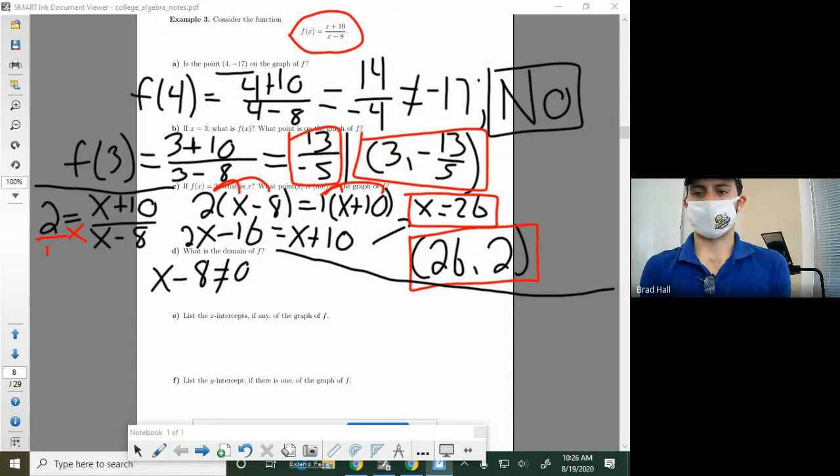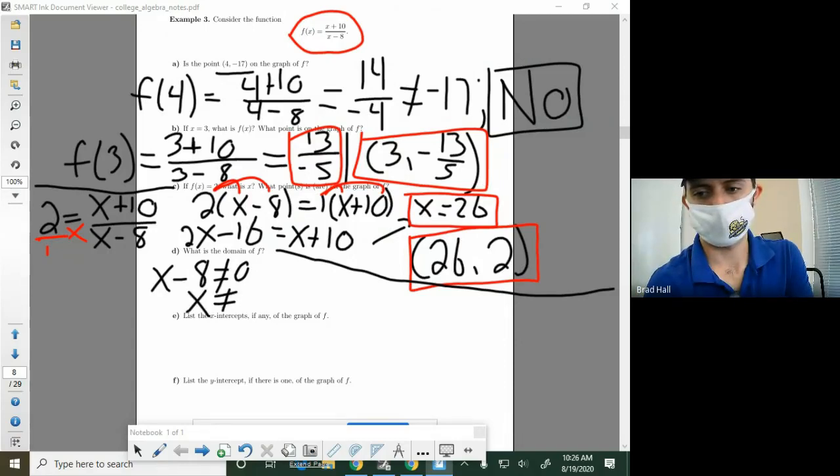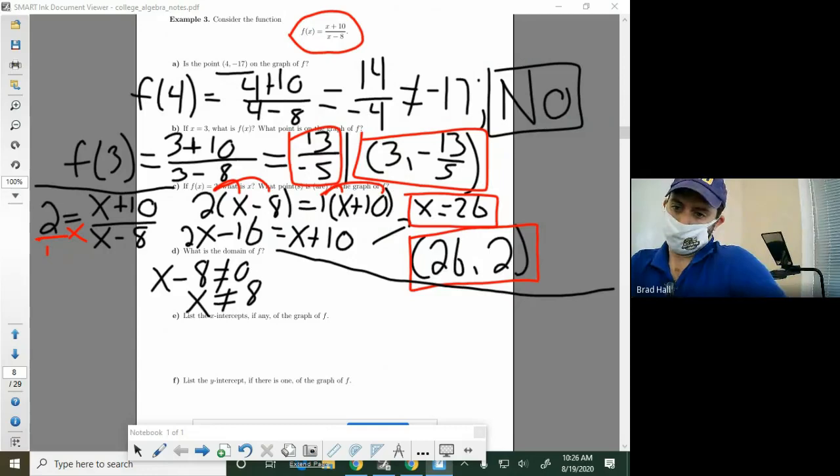Well, that's pretty easy. It's just x is not equal to positive 8. I can't remember if it asks for an inequality or interval notation. I'm just going to derive the interval notation just for practice.